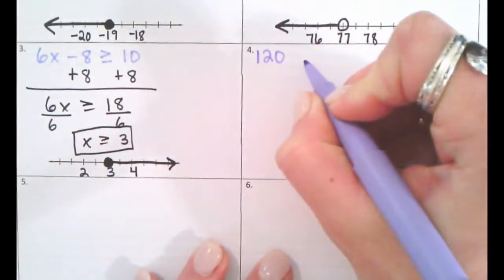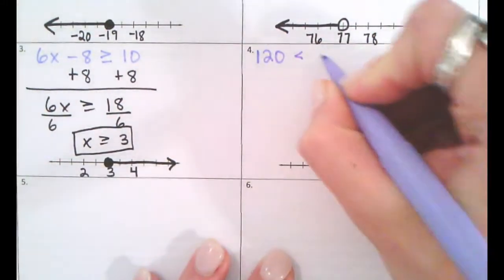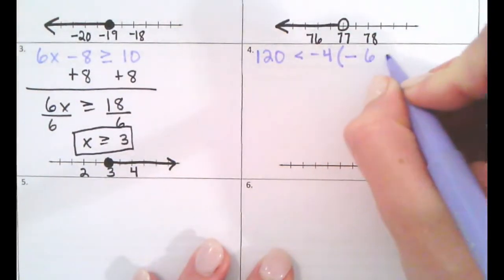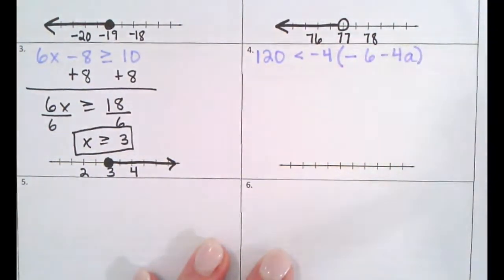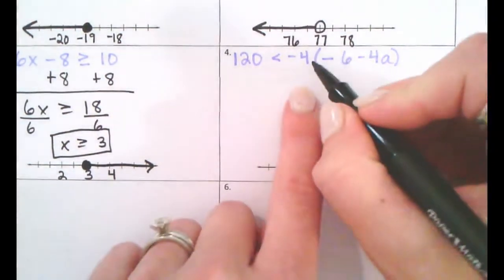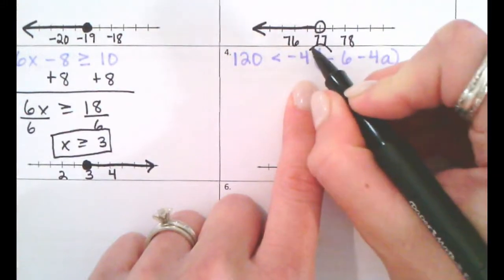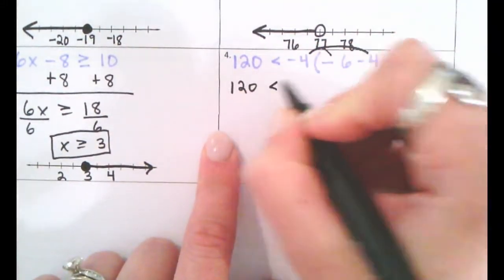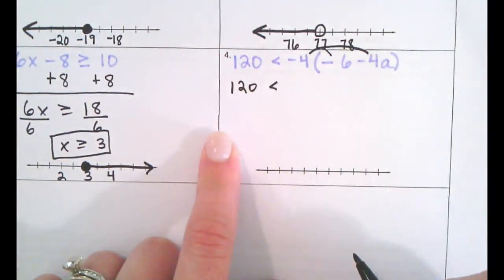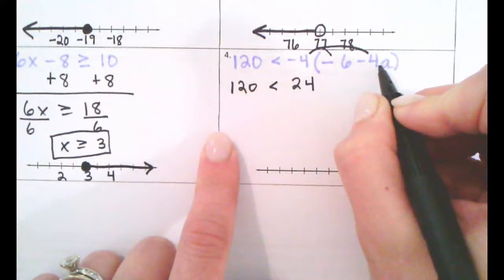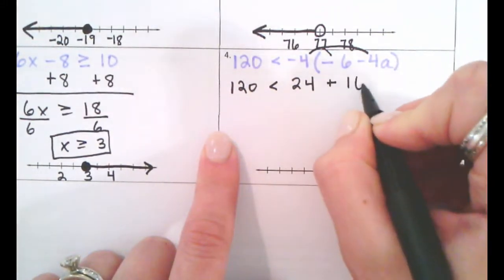120 is less than -4 times the quantity of -6 minus 4a. This problem is very similar to when we had our equations. The first thing that I'm going to do is distribute this -4 to both of these terms. So I have 120 is less than -4 times -6, which is a positive 24, and -4 times -4a gives me a positive 16a.